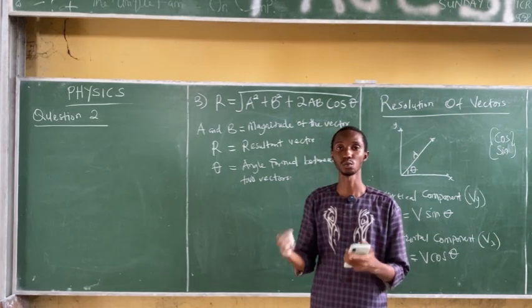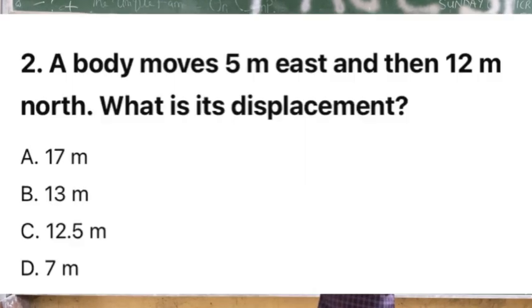Now let's move over to question 2. Question 2 says, a body moves 5 meters east and then 12 meters north. What is its displacement? Option A we have 17 meters, option B we have 13 meters, option C we have 12.5 meters, and option D we have 7 meters. Now let's solve together.